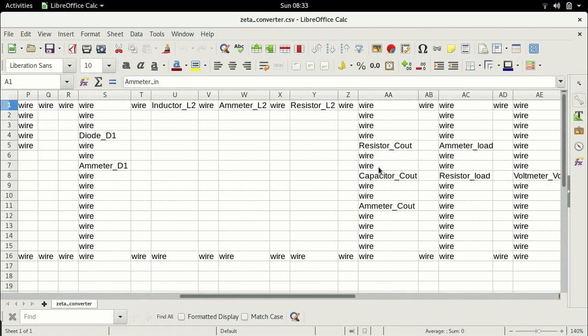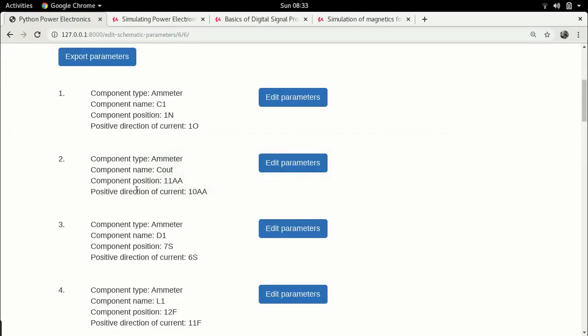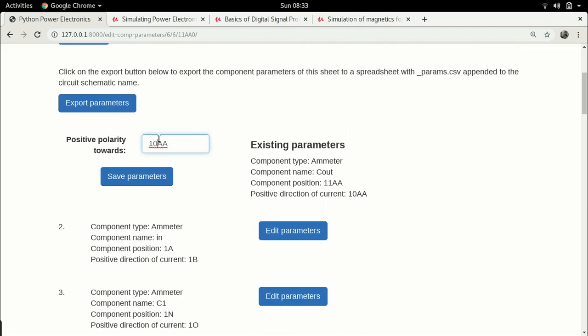This is the current in the output capacitor. In the ZETA converter, the polarity of the output is the same as the input, which means the output has a positive polarity towards the upper terminal. Therefore the current flows downwards, which means that the positive direction of the current has to be downwards. So let's go and change that. This should be 12 AA because it is currently 10 AA.